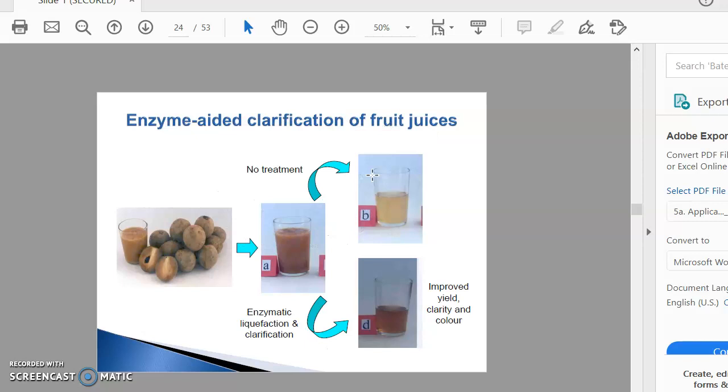This is the example. You take the fruits, you mash them into liquid. During this process you can add a certain type of enzyme to assist you. If you have no enzyme treatment, you will produce this kind of fruit juice. But if you use a certain kind of enzyme, you will produce a better kind of fruit juice. As you can see here, usually the enzymes they use here are cellulase and pectinase, because pectinase can also clarify the juice and make the juice look better.